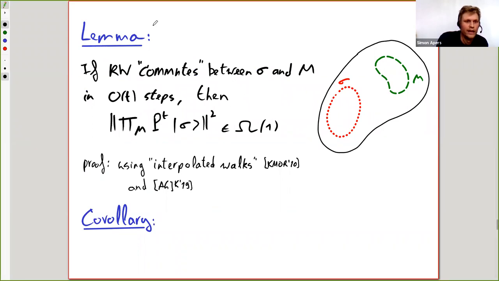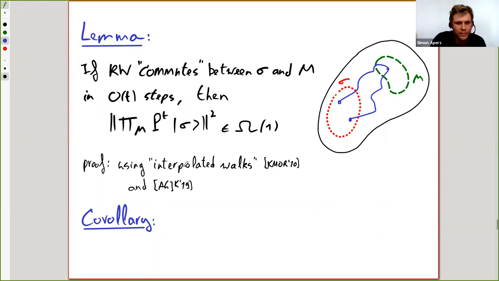Then we use a lemma which says that this quantity we were just looking at, P to the power T on sigma, will have a large overlap with M. This is the projection on M, which corresponds to the probability of measuring M, of finding a marked element if we measure this state, and it will be constant. So we will find a marked element with constant probability if the classical random walk commutes between sigma and M in O(T) steps. Here we're not using any electrical quantities; we're using classical combinatorial quantities. We can prove that if the random walk goes from some node in sigma up to M and gets back in O(T) steps, then it suffices to implement this operator with T to find a marked element with constant probability. So I'm cheating a little bit here.